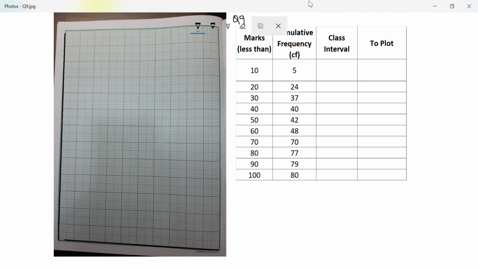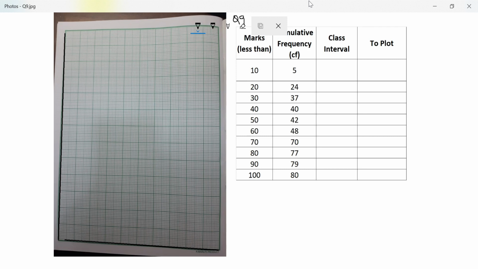Hi guys, let's start question number 9. Question number 9 says from the following cumulative frequency table, draw an ogive and then use it to find the median, lower quartile. So this is marks less than 10, 20, 30, cumulative frequency is given. Now to do this I will first need to find the class interval.